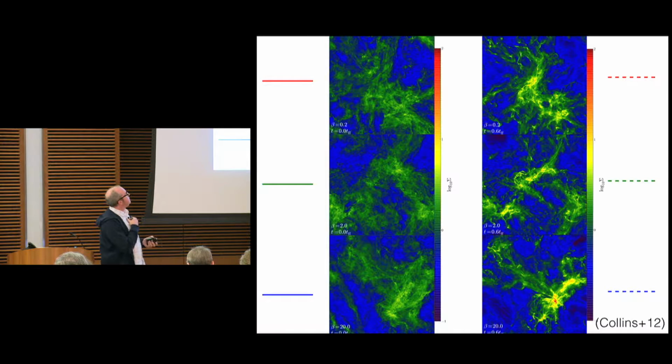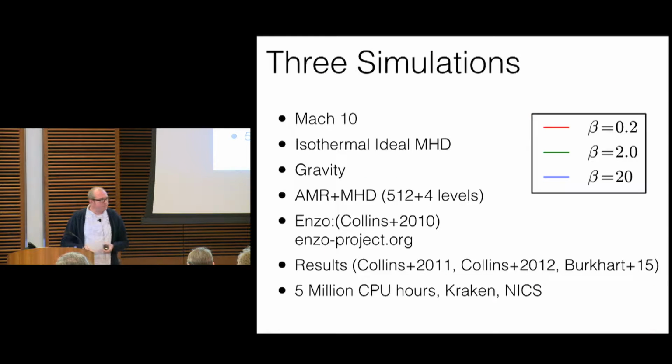So these are the simulations that I'm going to be talking about. We started with a uniform medium and stirred with the magic paddles until we reached the turbulent steady state. And then we let gravity collapse to form our nice high-density structures. So we ran 3 simulations with roughly Mach 10, isothermal ideal MHD, self-gravity. And these are done with AMR MHD to refine the high-density material. These are 512-cube simulations with 4 levels of refinement. And they were kind of expensive. Took us about 5 million CPU hours to run.